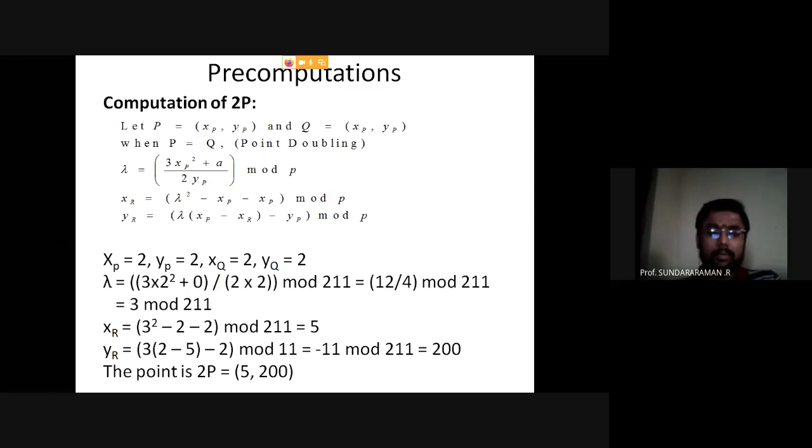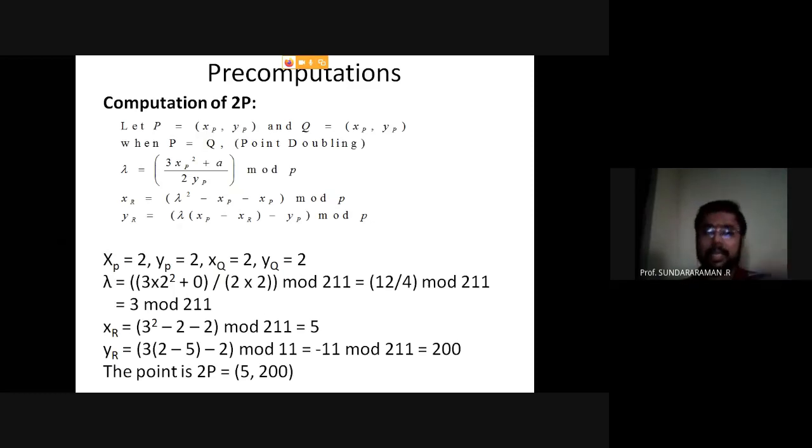That is 12, 3 into 4, 12, 12 divided by 4 mod 211, 3 mod 211. So lambda value is equal to 3. XR value, by applying into the equation, we are getting a value equal to 5. That is XR equal to 5. With YR again, YR equal to lambda into (XP minus XR) minus YP, right? Because it's a normal point doubling process. So minus 11 mod 211. So 211 minus 11, that is equal to 200. So the computation of 2P results in the point 5 comma 200.